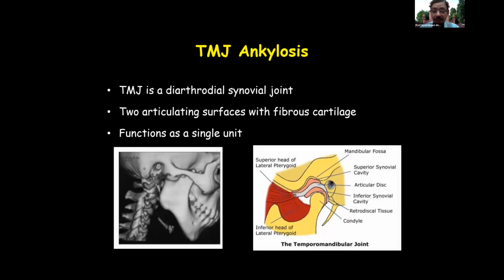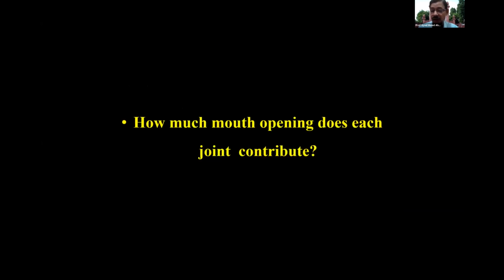Now, what do you mean by temporomandibular joint ankylosis? TMJ is primarily a diarthrodial joint, a synovial joint. So it has two joints in one single unit. There are two articulating surfaces covered by fibrous cartilage, and it functions as a single unit. Naturally, if one unit is infected or traumatized, the other component is also affected. So naturally, this can lead to a complete joint ankylosis.